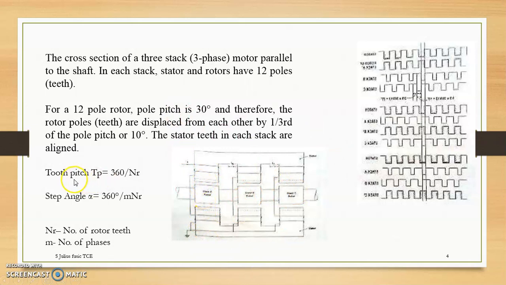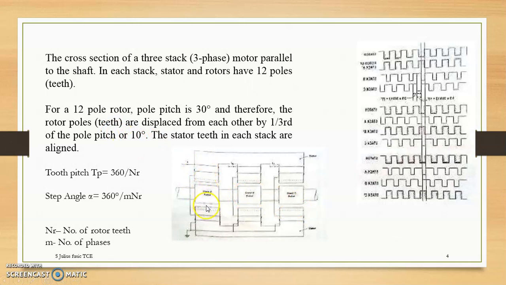For a single phase the pole pitch can be calculated as 360 divided by nr. For each phase it is further calculated as a step angle, 360 divided by m into nr, where m is the number of phases, 3, and nr is the number of poles or teeth in your rotor, which is equal to the stator, 12 here. So it will be 360 degrees divided by 36, which is equal to 10 degrees. From that we know that your rotor will be displaced 1/3 of the pole pitch. So the total pole pitch for this 3 phase will be 30 degrees, meaning the pole pitch for each rotor stack will be equal to 10 degrees.